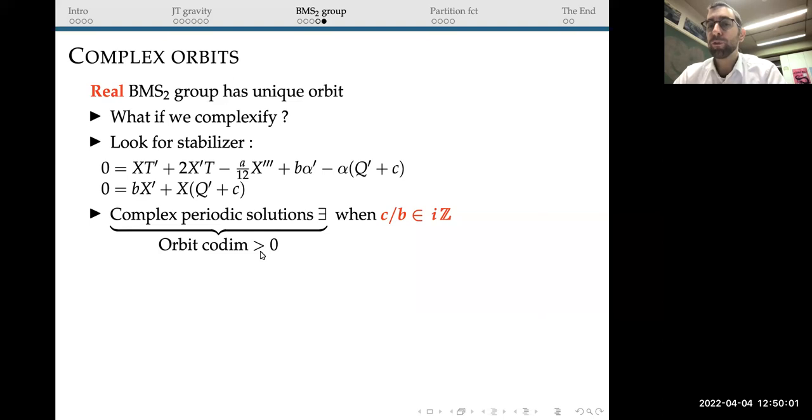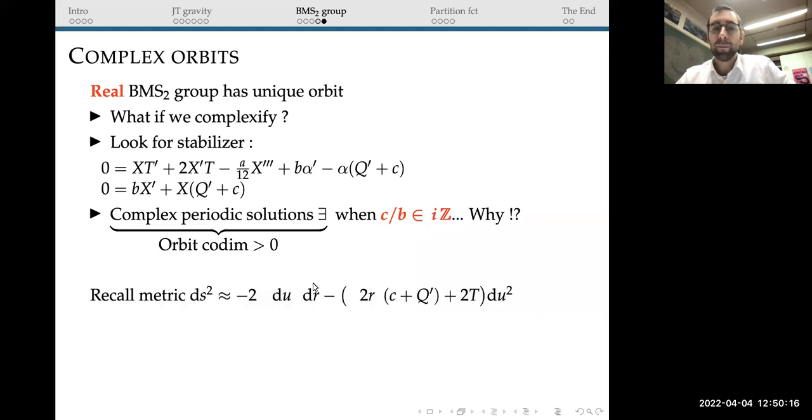So you're sort of curing the situation. But at the level of the group, if you just stare at it, it's not clear why there seems to be this enhancement of the stabilizer for these discrete values of C or B. But if you think back to the metric, there is in fact a very simple geometric reason, and it has to do with the following fact.